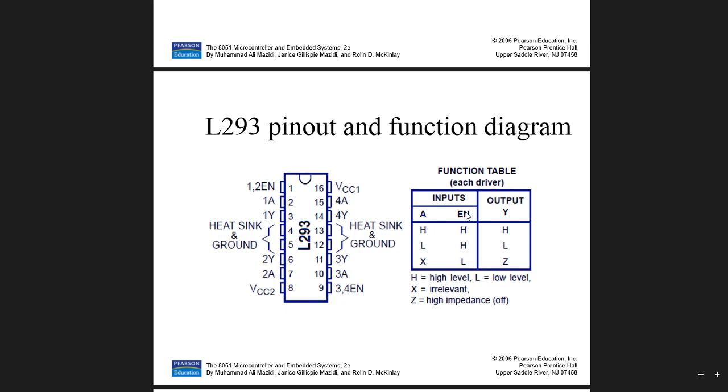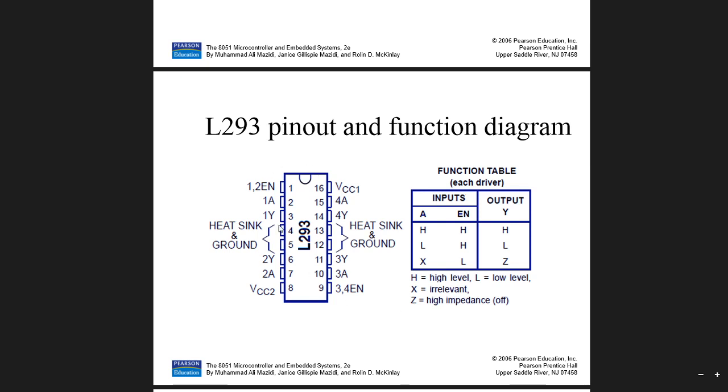EN is the enable pin. Enable is active high, so we have to always provide high here. Now see the truth table. For example, if A is high, wherever A is, either 1, 2, 3 or 4, and enable is high, the output will be high. If A is low and enable is high, the output will be low. If enable is low, it is an invalid condition, high impedance.